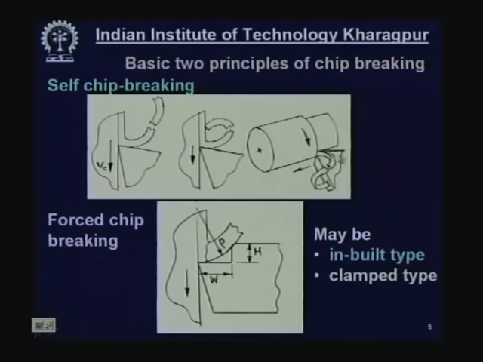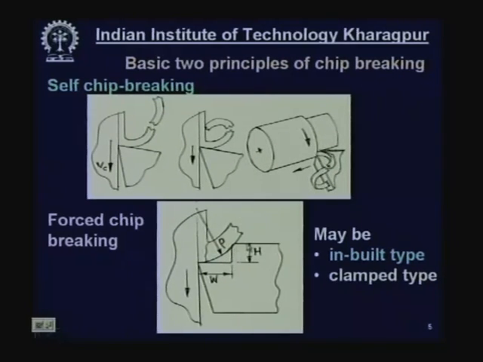These are all self breaking, but sometimes the radius of curvature becomes so large that it does not break, either by self breaking or like this or like this. It tends to move very fast like that. In that case, some obstruction has to be created to the flow of the chip. So, this is the chip that is bent or curled.